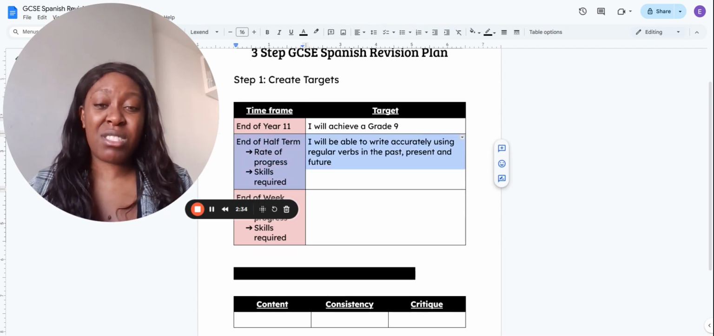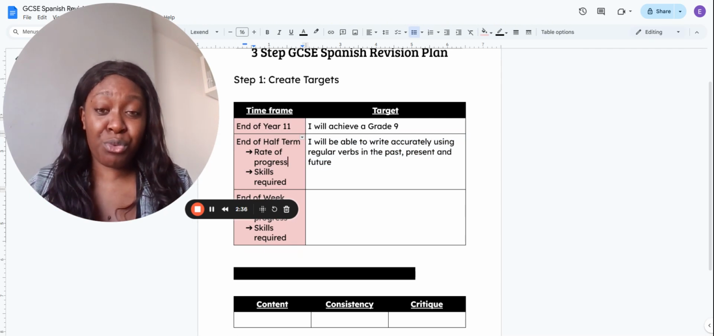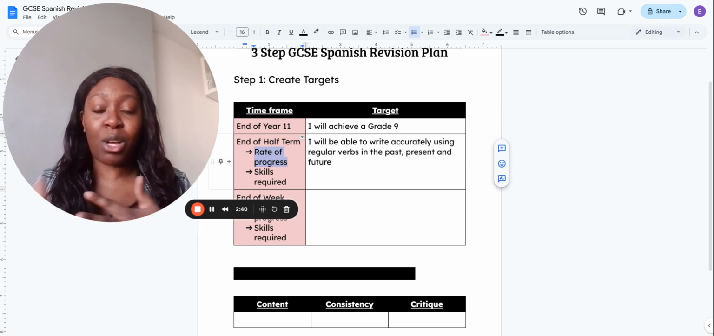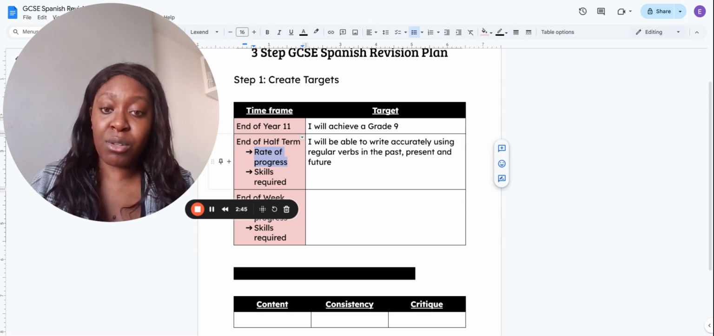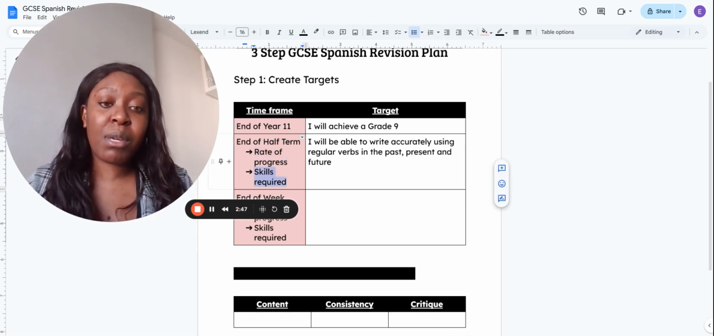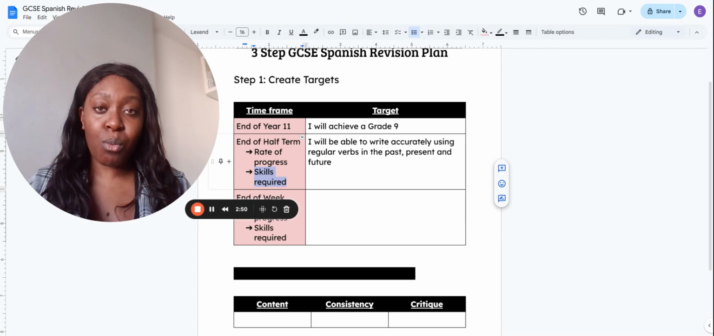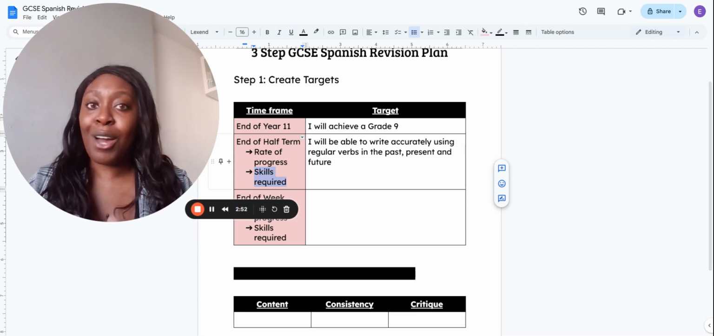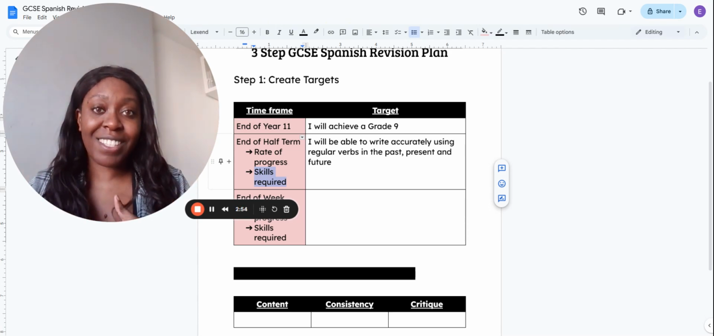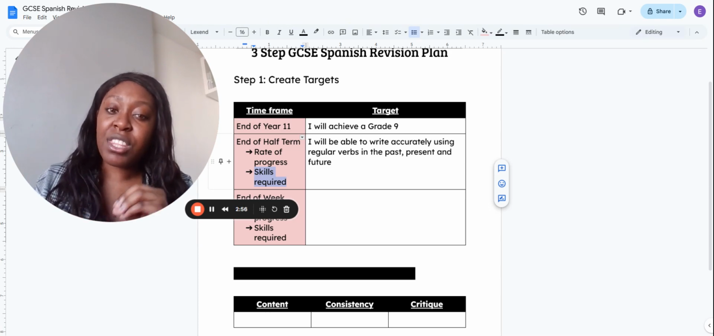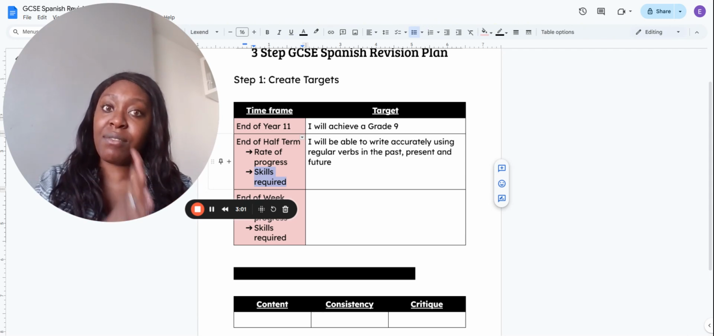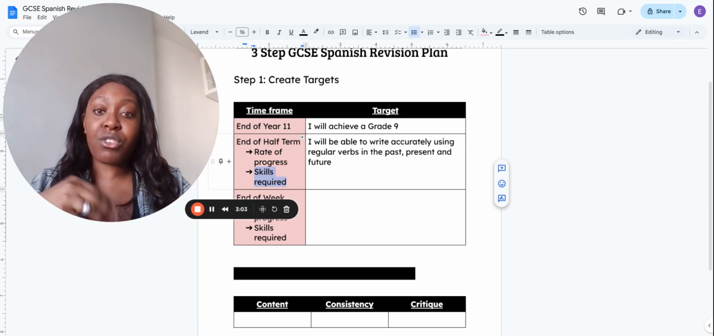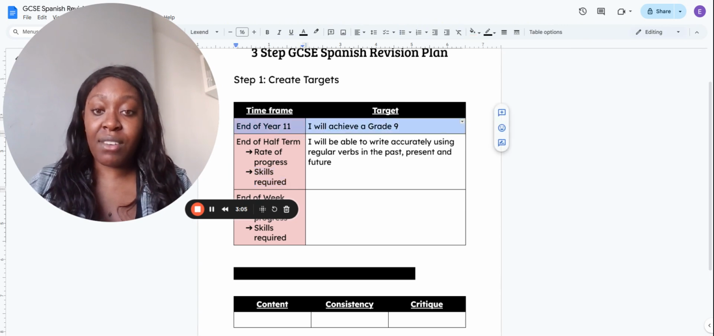Now, this is going to be determined by 2 real factors. The rate of progress they need to make, so depending on when you're starting, how quickly you need to make progress tells you what you need to be able to do at the end of the half term. And then you need to be aware of the skills required. So what are the things that I need to do? If your child already has their teacher, or a tutor, their tutor should be able to walk them through exactly where they need to be by the end of this half term to stay on track for this end of year 11 target.